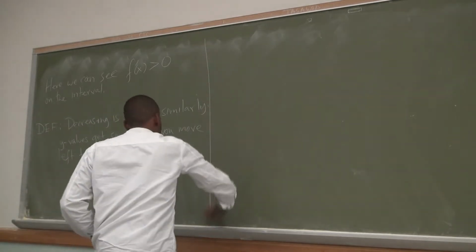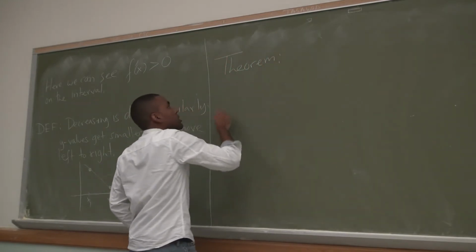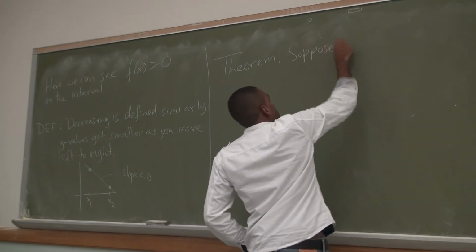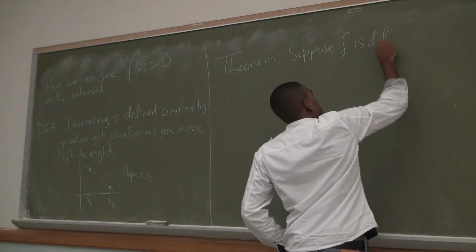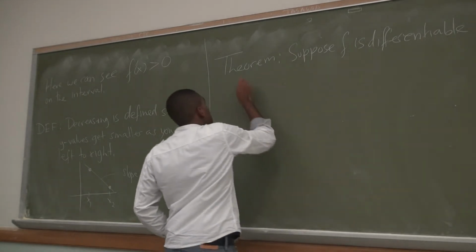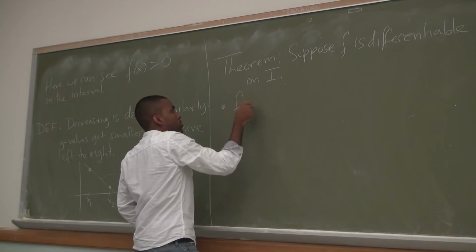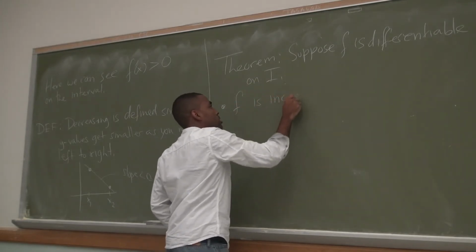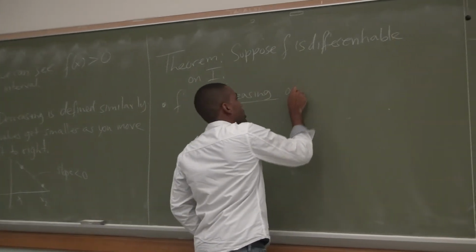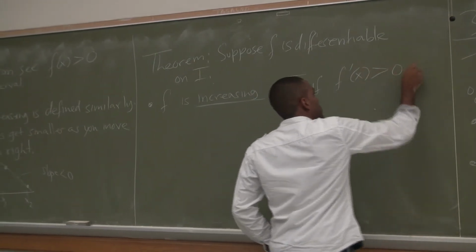And this leads us to that theorem that everyone shouted out the first time. Suppose f is differentiable on I. I is just an interval. Then f is increasing on I if f prime is positive.